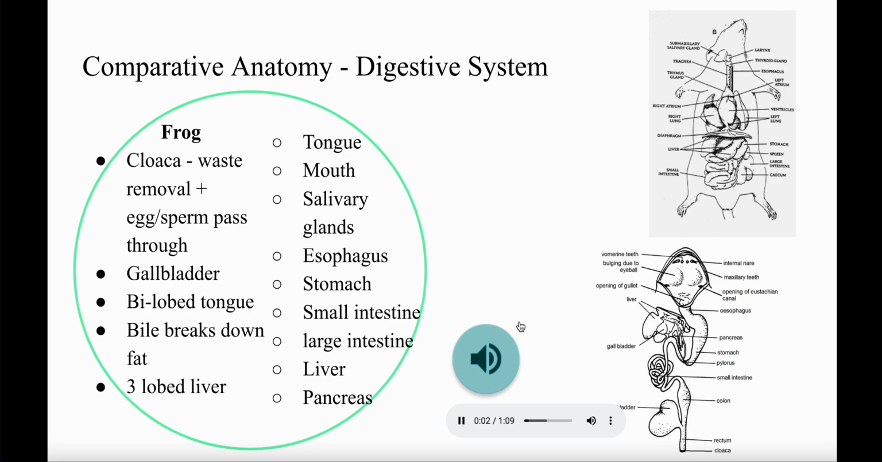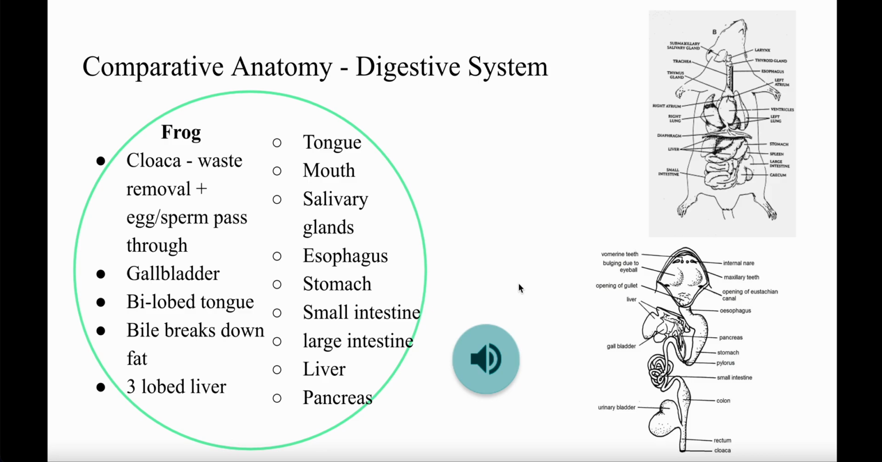Comparing the digestive system anatomy between frogs and rats. Frogs and rats have very different digestive systems due to their diets and lifestyles. Both of them have tongues in their mouths, but while the rat has a tongue not too dissimilar to humans and other mammals, a frog's tongue is bilobed and can extend to 130% of its original length for capturing food.